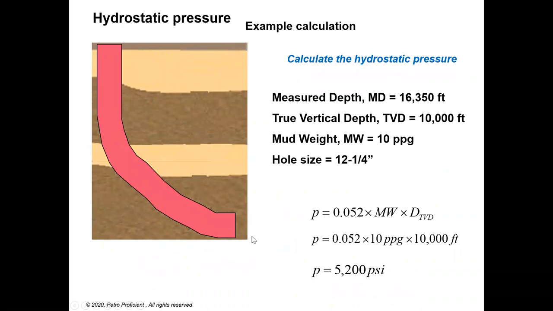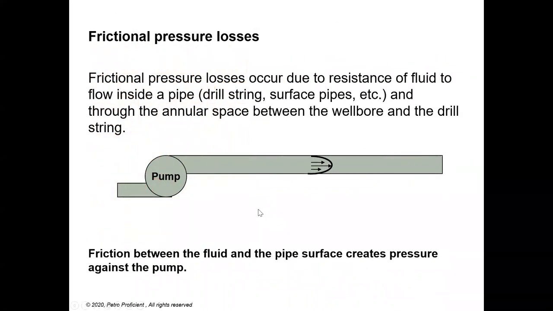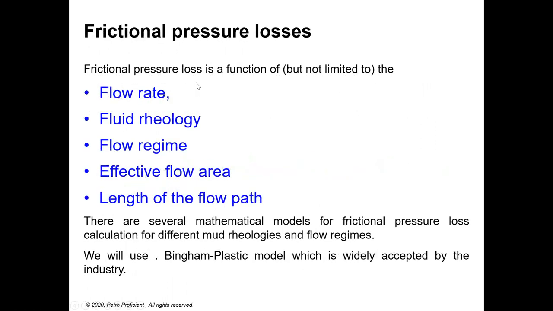Hydrostatic pressure. Now, the friction pressure calculation is slightly complicated, as it involves many factors, so let's quickly have a look at it. Friction pressure loss basically occurs with the resistance of fluid that flows into the pipe, drill strings, surface pipes, etc., and through the annular space between your wellbore and your drill string. The friction between the fluid and the pipe surface creates pressure against the pump. So all of this pressure in the drill string, in your surface pipe, in your bit, in your annular space between wellbore and drill string, creates a friction and a pressure against your pump.